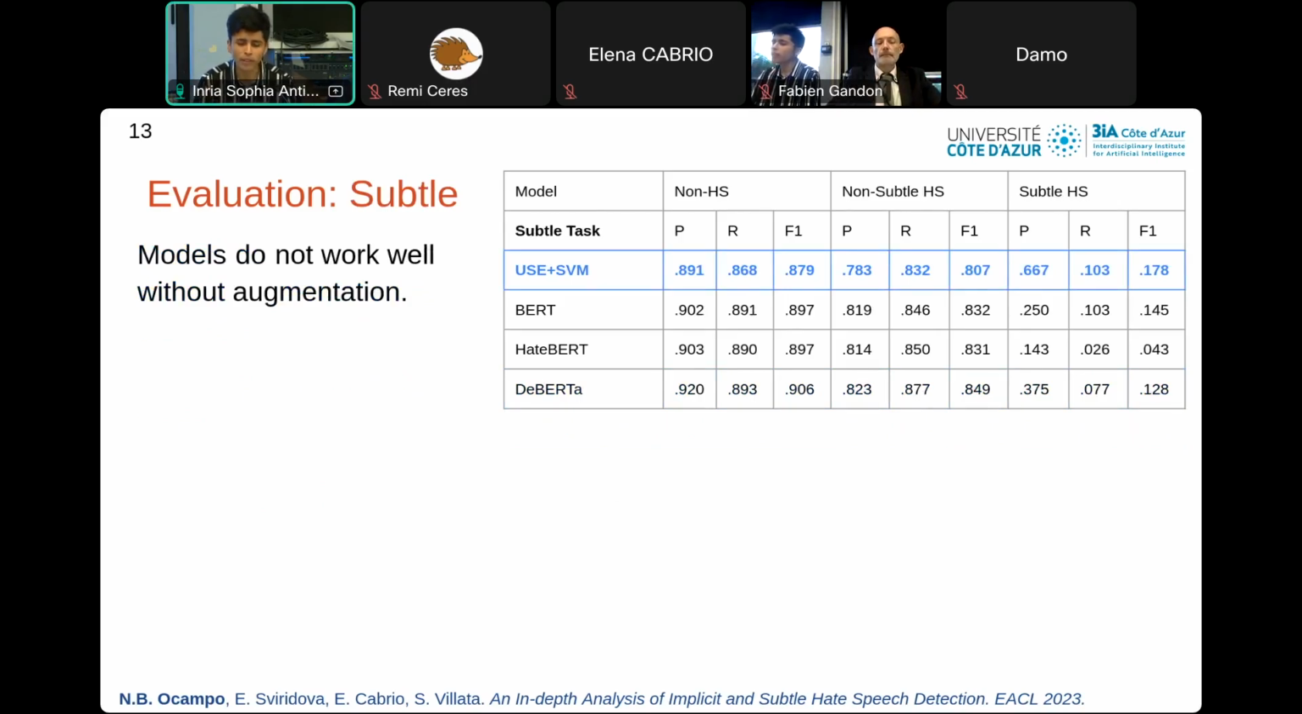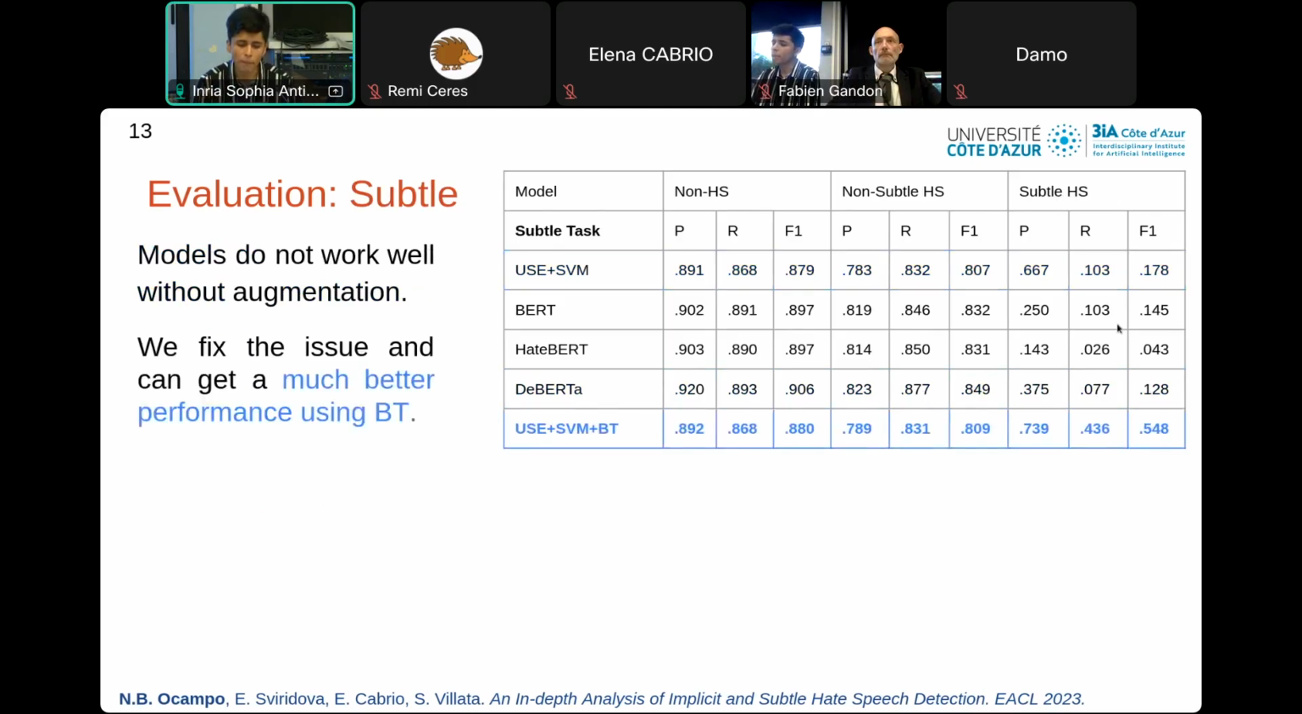For the subtle one, models do not work well without augmentation. If you see the subtle class, well, it underperforms on the F1 score. But then as soon as we start using the augmentation strategy, for example back translation, we could at least predict a reasonable score for this class.